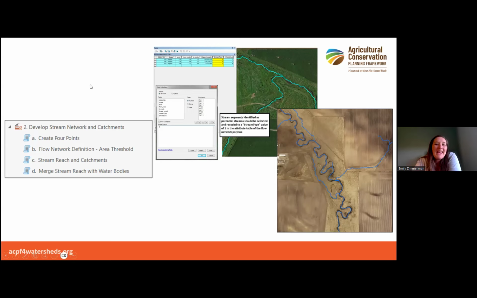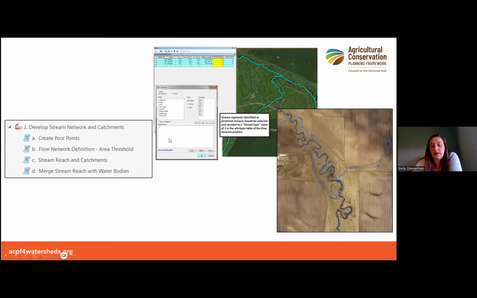Okay. So the first step is we're going to create our pour points, and then we're going to go through flow network definition. So that'll look a lot like that past image that I showed. You'll see that pretty branched flow path come through. But then this part C, the stream reach catchments, this is the most important part of this toolbox.